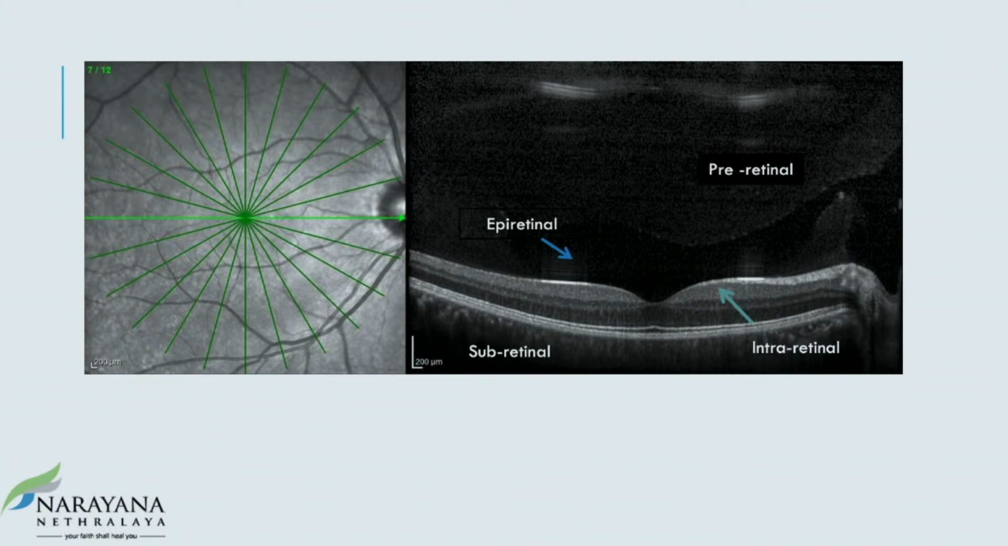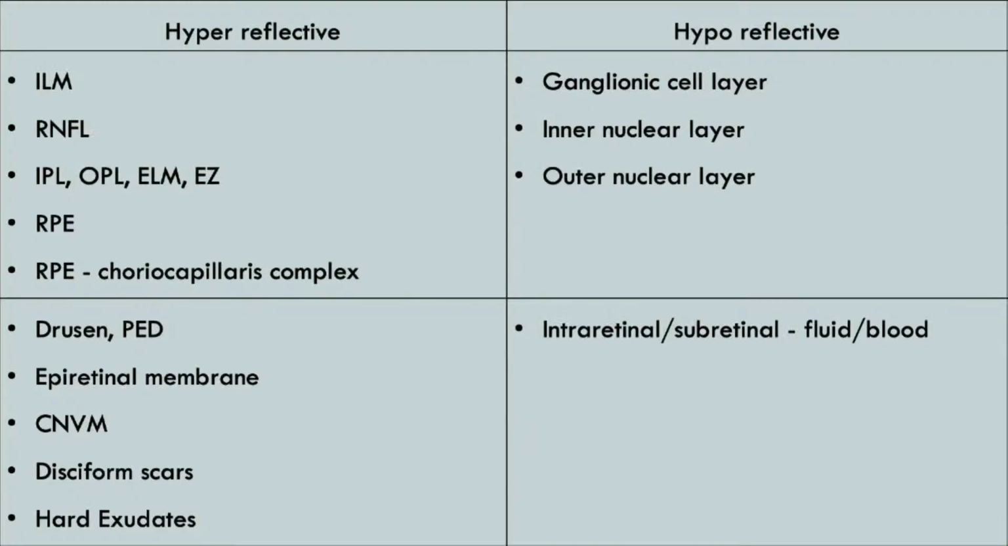So you see the pre-retinal, you have the epiretinal, you have the intraretinal and the subretinal layers. So to give you a simple indication of what is hyperreflective and what is hyporeflective. What I've given above is actually the normal layers. In the hyperreflective, you have the ILM, the RNFL, the IPL, the OPL, ELM and EZ, you have the RPE and the RPCC complex. So these are all the normally seen hyperreflective layers. The hyporeflective layers are the ganglionic cell, the INL and the ONL layers. So all the nuclear layers are mostly hyporeflective. Okay, so this is simple. Once you know this, you know exactly what layer you're seeing.